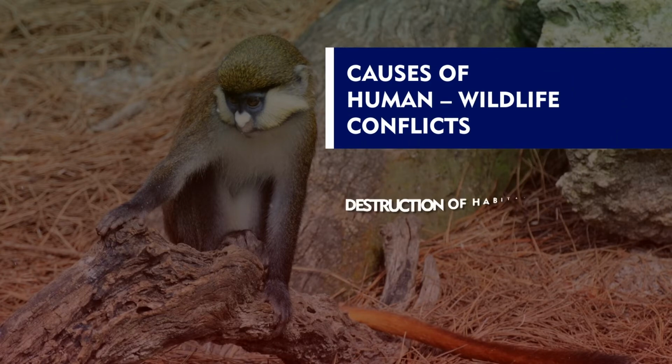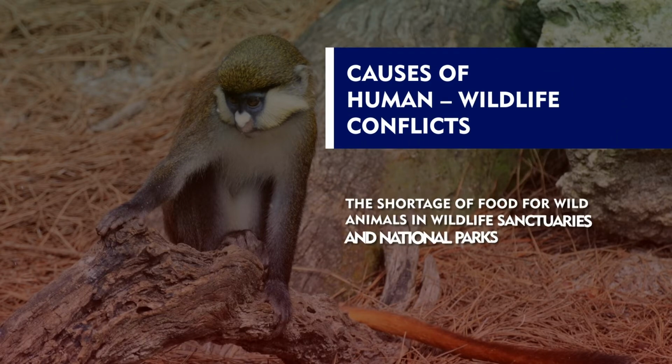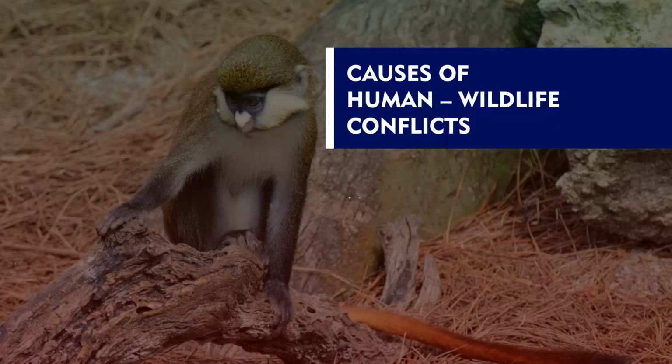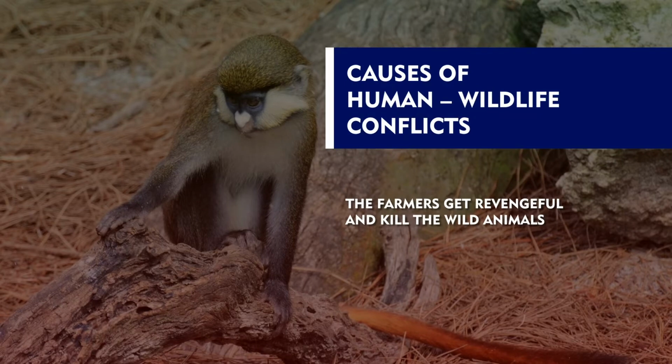Again, when we destroy their habitat, there is a shortage of food for wild animals, even in protected areas like wildlife sanctuaries and national parks. When there is a shortage of food, the animals move out of the sanctuaries and national parks in search of food and cause huge damage to the crop fields of the surrounding areas. Then the farmers take revenge and kill the wild animals.